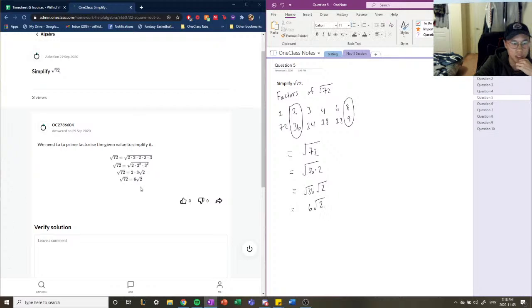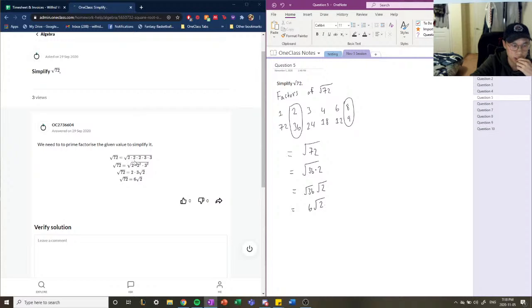So the junior tutor used a different solution here. So basically what they did was they broke up 72 into non-square rootable numbers, I guess you can say, and then they gathered them up, and then they moved them out of the square root to leave 2 here.